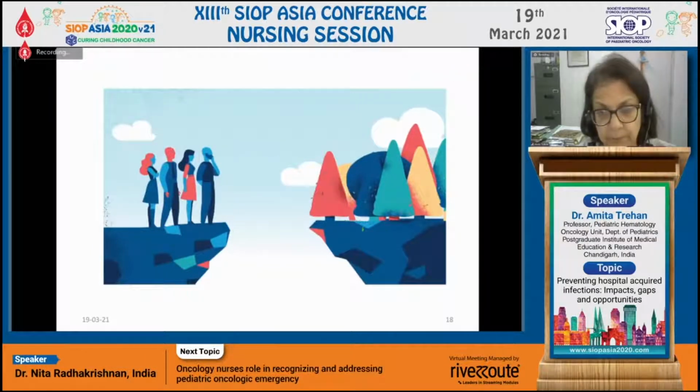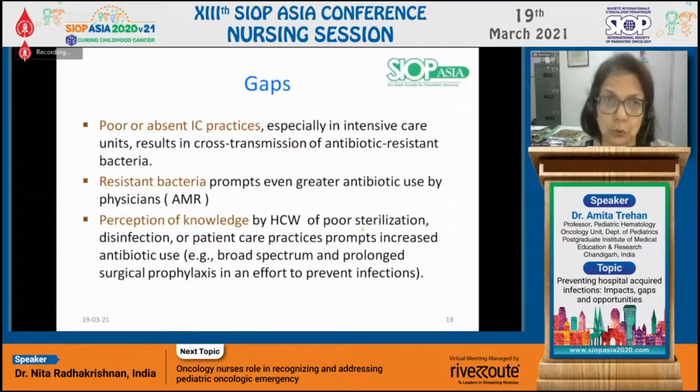So there is a gap. There's lots of gaps. We all know that. All of you will think that, oh gosh, it's so easy to talk, but it's not easy to do. Nothing is easy to do. So the gaps, what we've said, poor or absent infection control practices, especially in the intensive care areas, can result in transmission of antibiotic resistant bacteria. Resistant bacteria automatically promotes even greater antibiotic use by the physician, resulting in antimicrobial resistance. So it becomes a catch-22 situation.